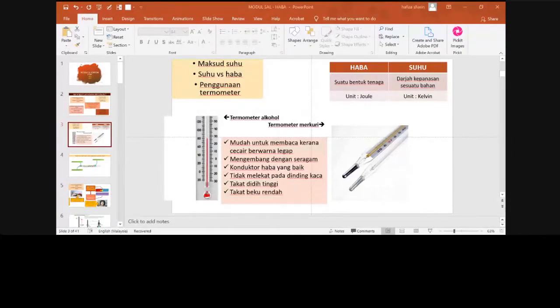Okay, back to our slide. All right. So, right, back to slides.